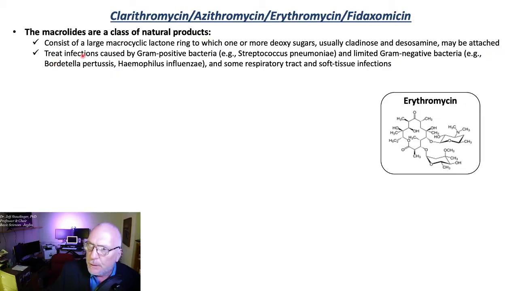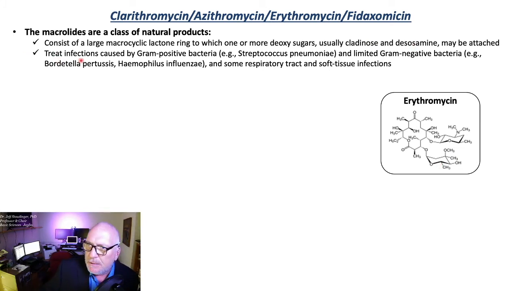Now, let's talk about the naturally occurring macrolide antibiotics, a class of antibiotic unto themselves. Four are listed here: clarithromycin, azithromycin, erythromycin, fidaxomicin. The structure of erythromycin is shown here. You can see there's a couple of sugars attached. Usually cladinose and desosamine are at these positions in macrolides.